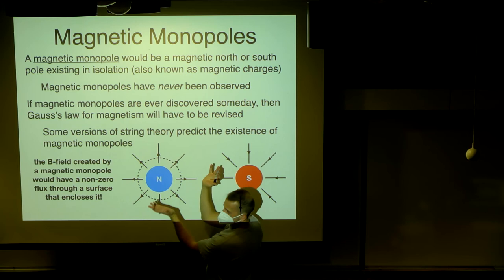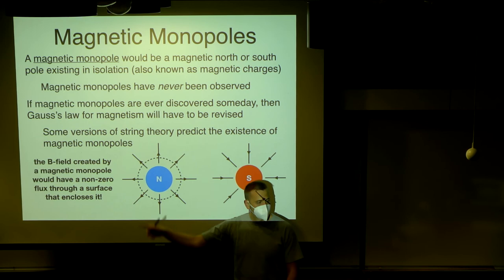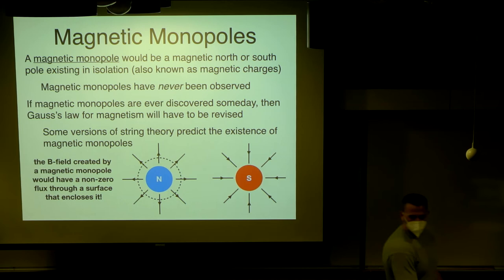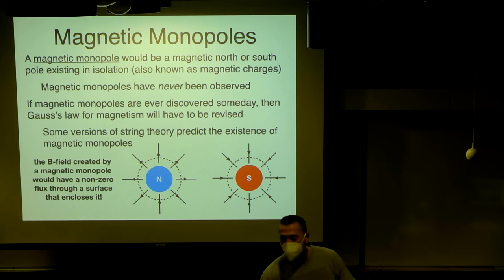This clearly does have some overall flux through it, right? Overall, we have lines coming out, okay? We don't have them looping back around and going in. So there is a net flux there. And the same goes for this south pole. We have a net flux of lines going in. So if these types of things existed, then B dot dA integrated over this surface or that surface, it wouldn't be zero, okay?